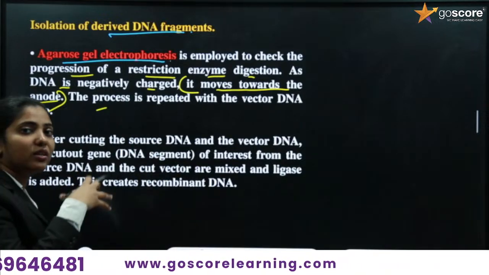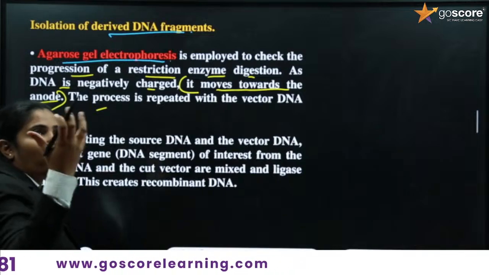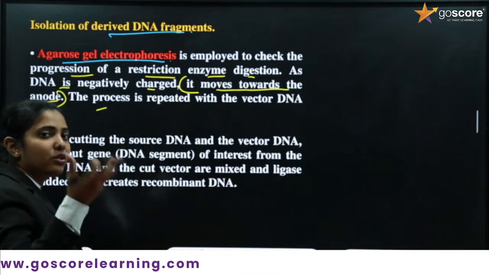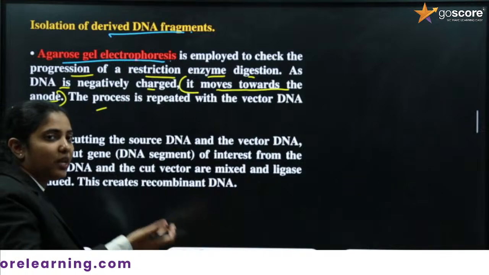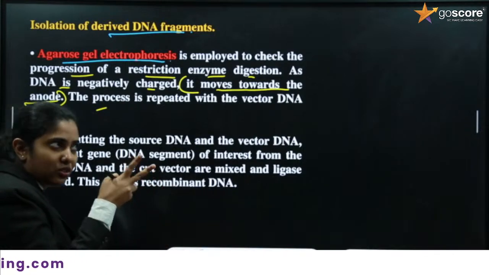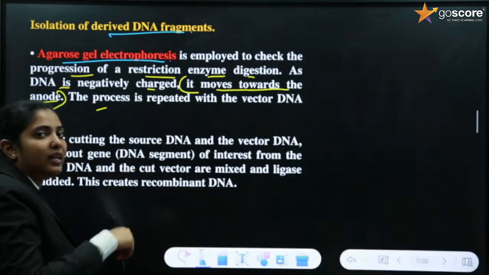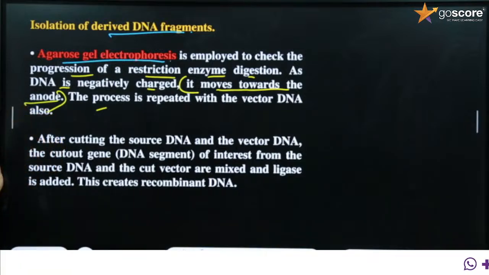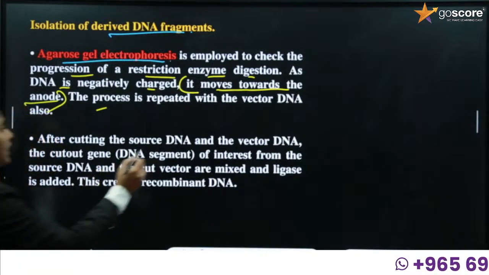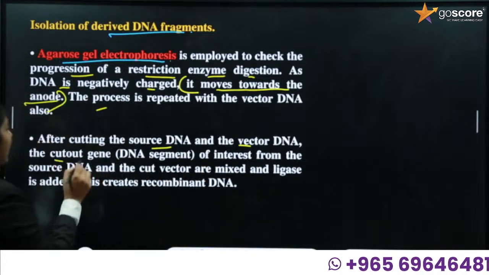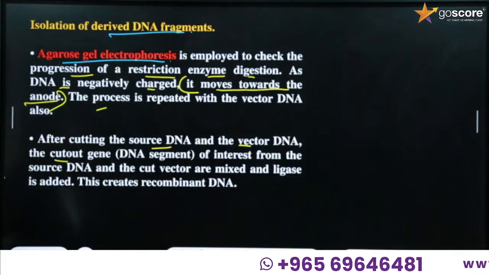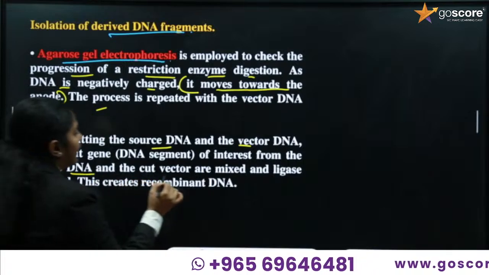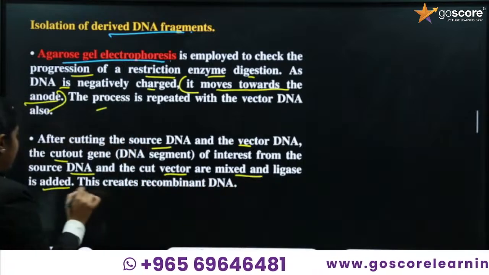See, now we are isolating the desired DNA. Vector DNA is also present, right? So this vector DNA also has to be specifically cut and it has to get ligated. So after cutting the source DNA and the vector DNA, the cut-out DNA of interest from the source DNA and the cut vector are mixed and ligase is added.